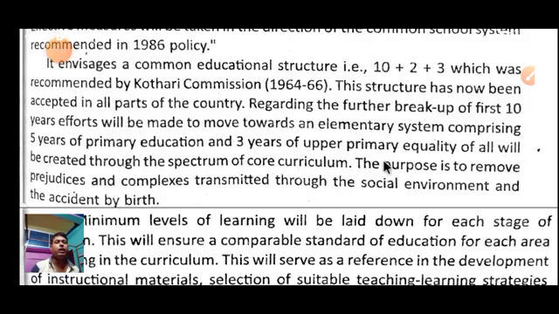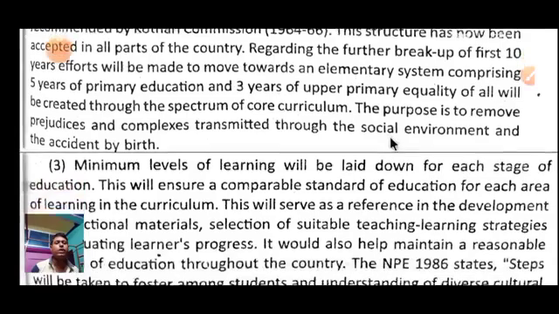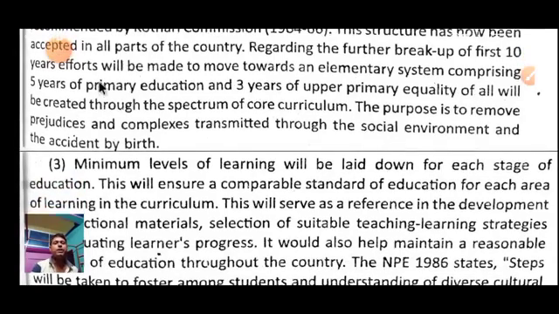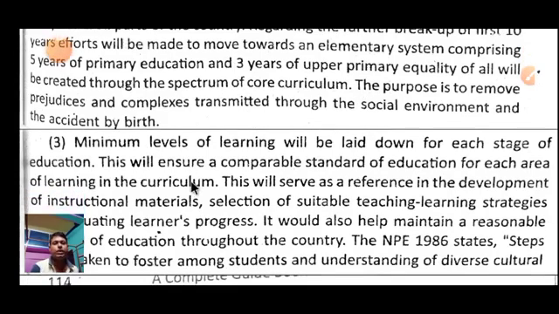Regarding the further breakup of the first 10 years, efforts will be made to move towards an elementary system comprising 5 years of primary education, 3 years of upper primary. Equality of all will be created through the spectrum of core curriculum. The purpose is to remove prejudices and complexes transmitted through the social environment and the accident of birth.